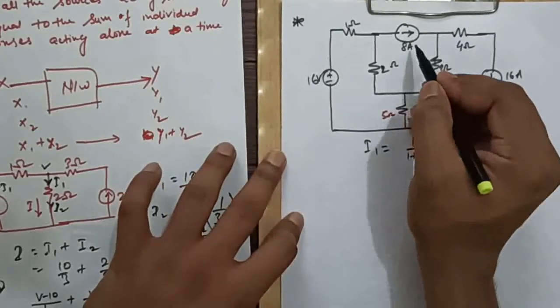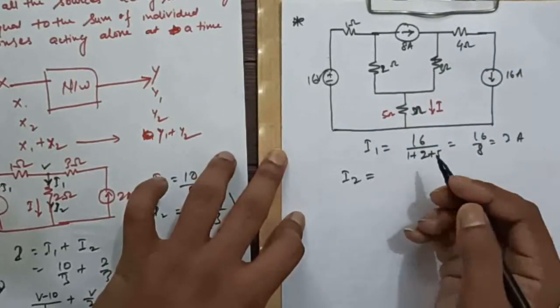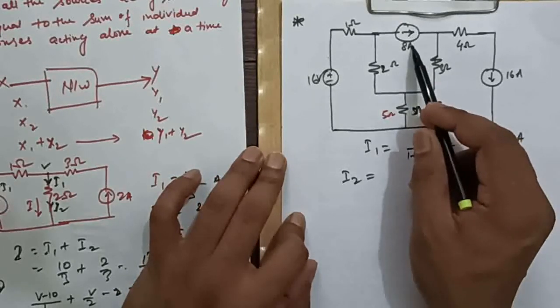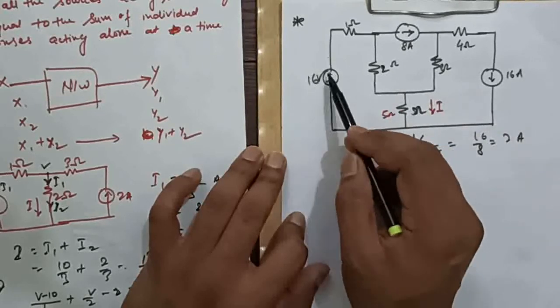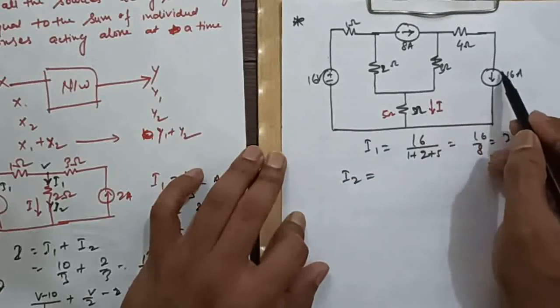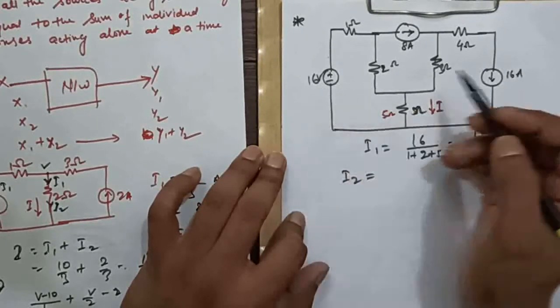Now the current due to 8 ampere source. Okay, let us say this is I2. Now to find the current in 5 ohm resistor due to 8 ampere source, we have to suppress this 16 ampere current source and this 16 volts voltage source. For that, what we have to do? This is replace this by open circuit and replace this by short circuit.